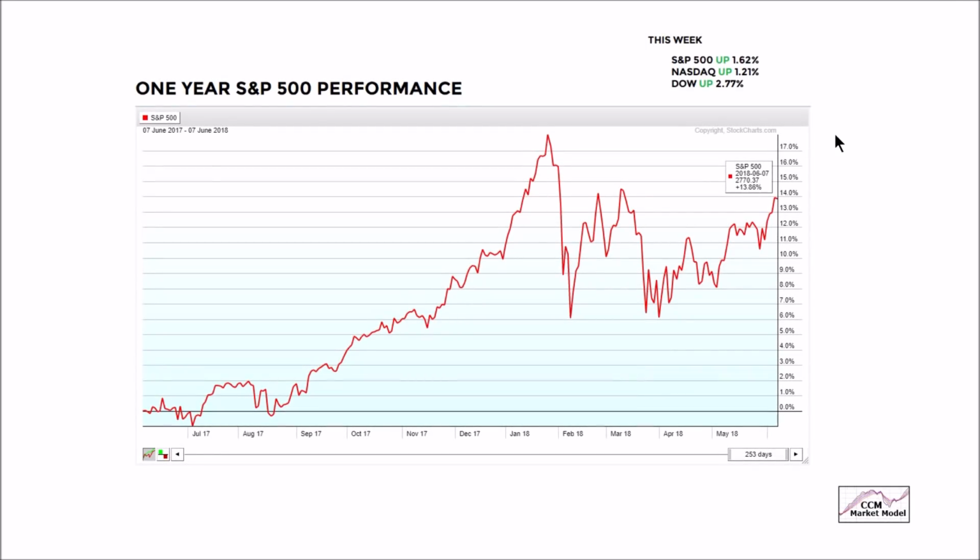As of the close on Friday, June 8th, looking back over the past 5 trading sessions, the S&P 500 was up 1.62%, the NASDAQ tacked on 1.21%, and the Dow posted a gain of 2.77%. Once again, do these numbers align with the theory that this is a normal correction within the context of an ongoing and existing uptrend, or the theory that a new bear market has started?